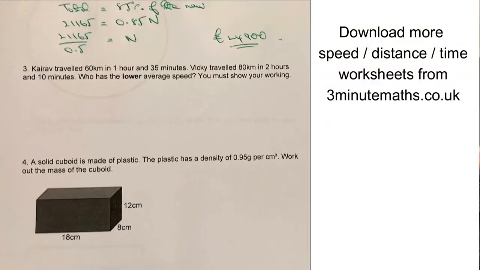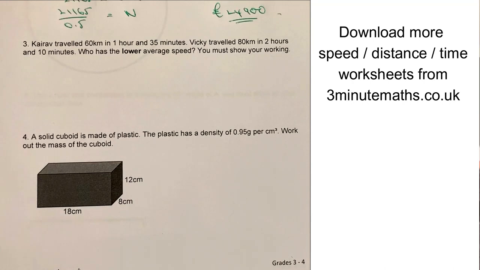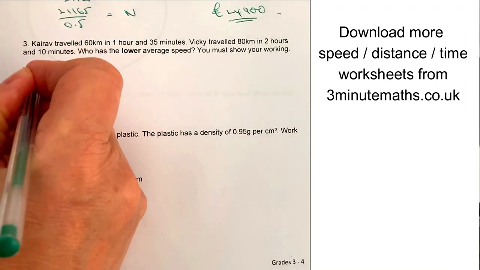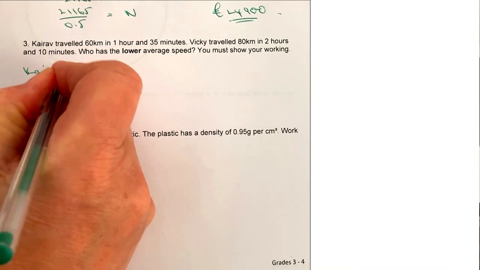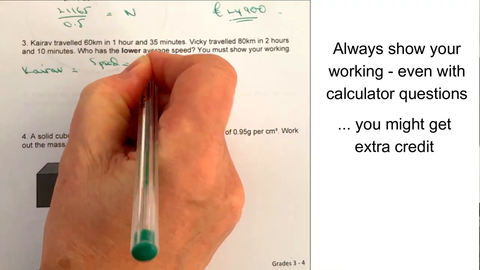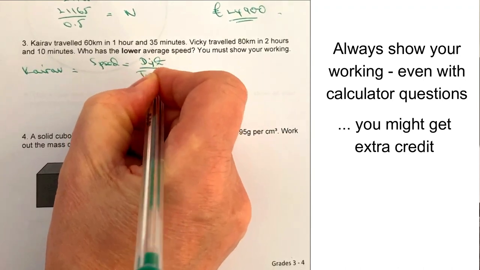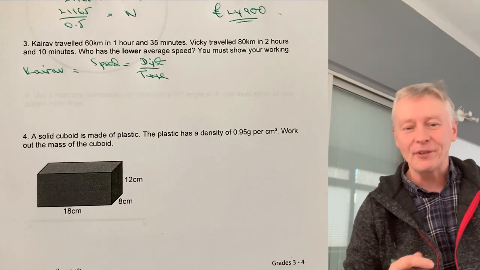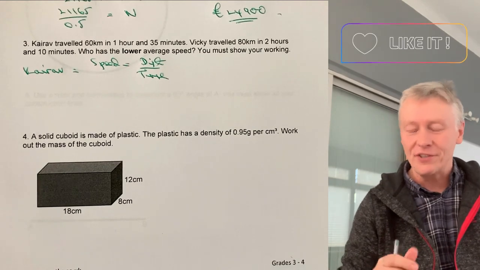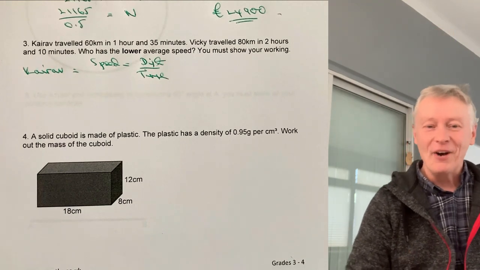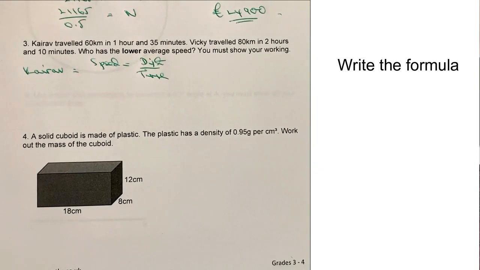All right, so in question number three, we've got a situation where we're comparing speed, distance and time formulas. So if I look at Kairav, okay, so here's Kairav, and we're looking at speed equals distance over time. Okay, now hopefully you're fairly familiar with that particular formula. I know some people use triangles and all sorts of things. I just remember it, but speed is distance over time, works for me.